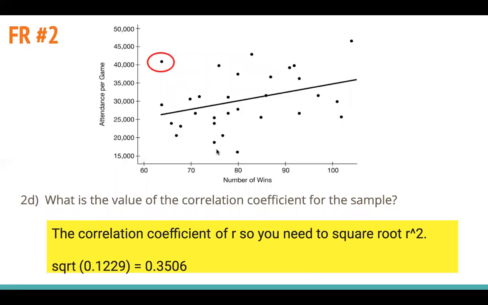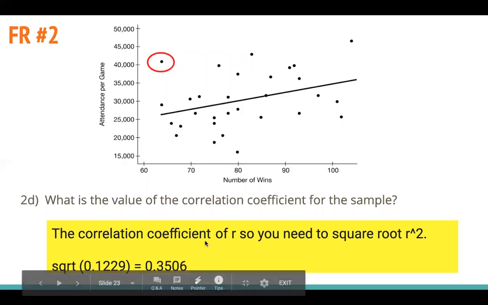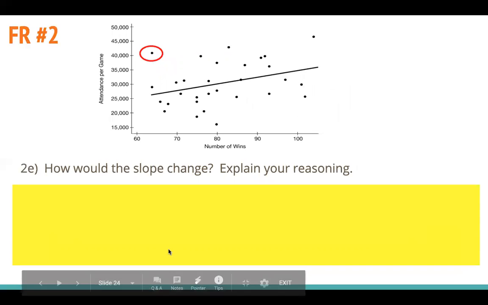2D asks, what is the correlation coefficient? To find that, I need to take the square root of r squared. R squared is 0.1229, so I take the square root of that, and I get 0.3506.